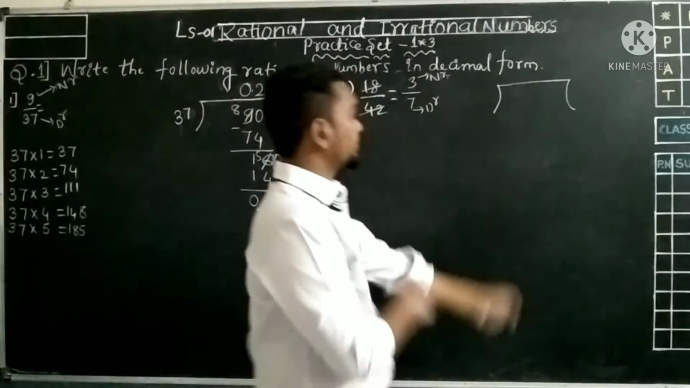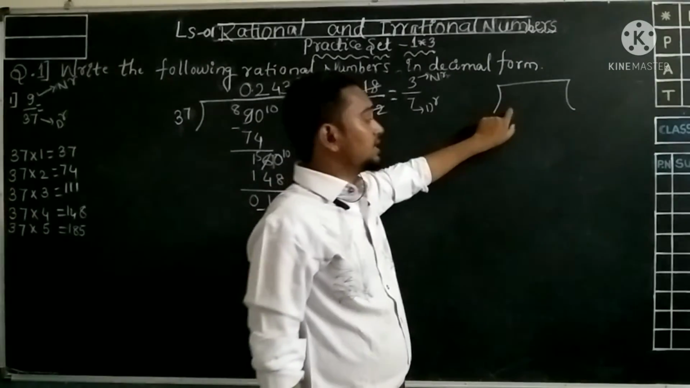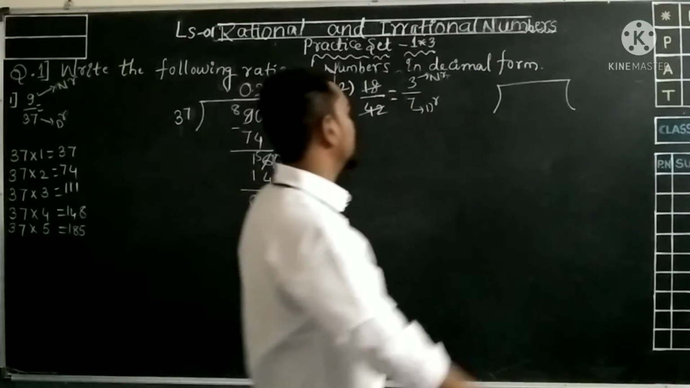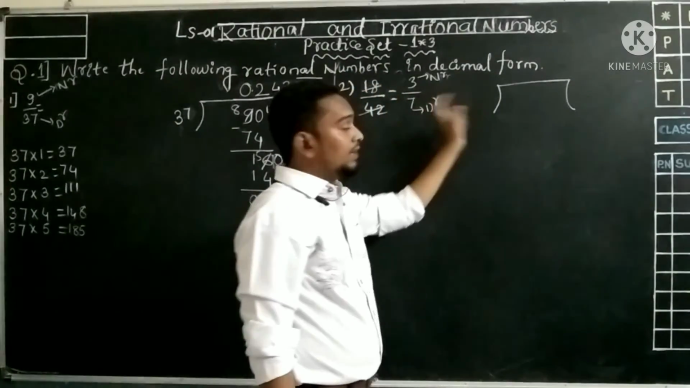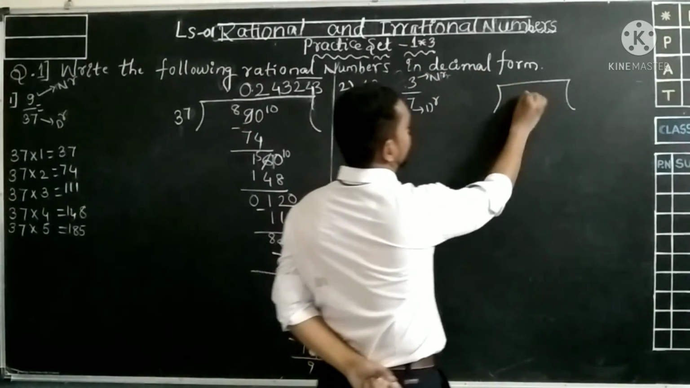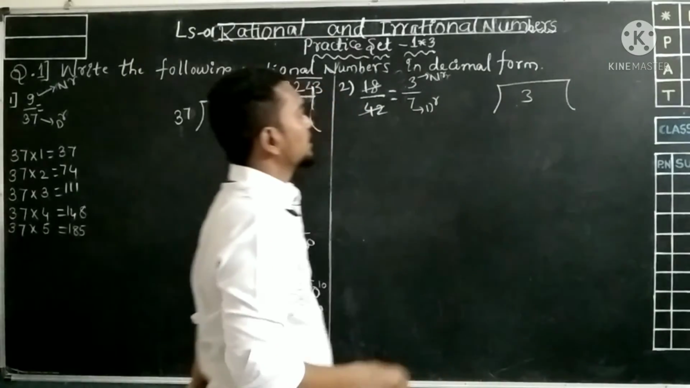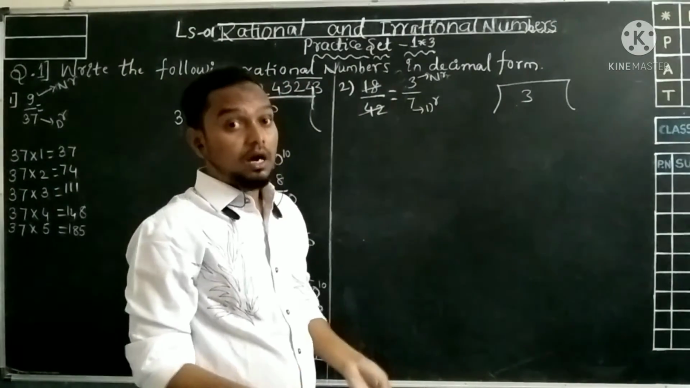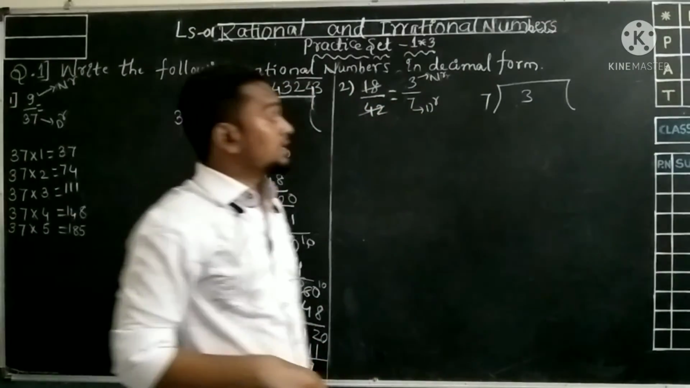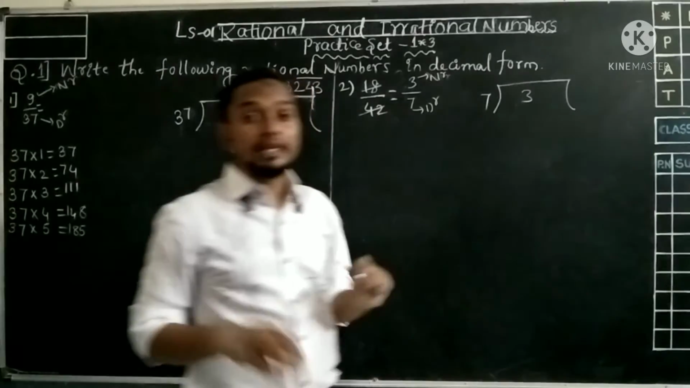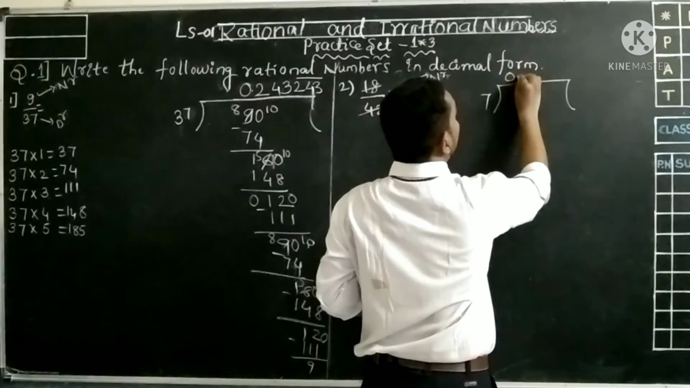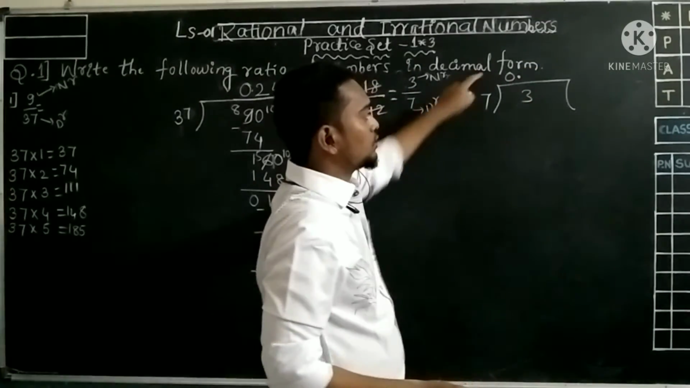Here this is the sign of division. Now we will put the numerator inside the sign of division. Numerator 3 is inside the sign of division. Next, the denominator is outside the sign of division. Now first, 3 is less than 7. Therefore, now we will put a decimal point on the top.